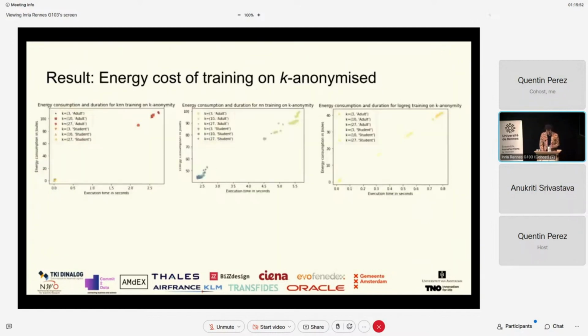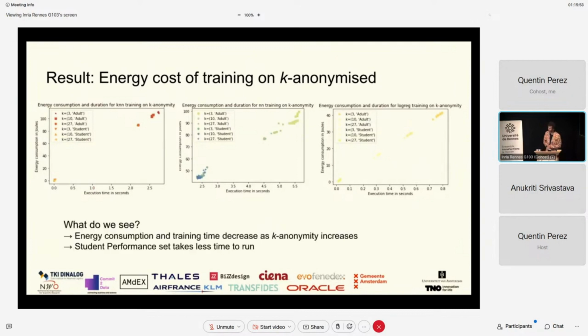Well, proceeding to the next results. The energy cost of training on k-anonymized data. The 2 findings here are that the energy consumption and the training time decrease as the number that we use for the k-anonymity increases. So that's interesting. And also on the bottom left, you see every time the student performance set that we used. It was a very small data set, so those are really clustered on the bottom.